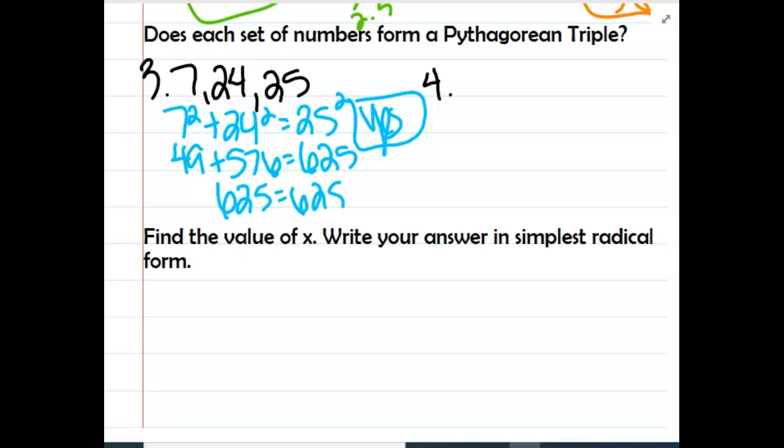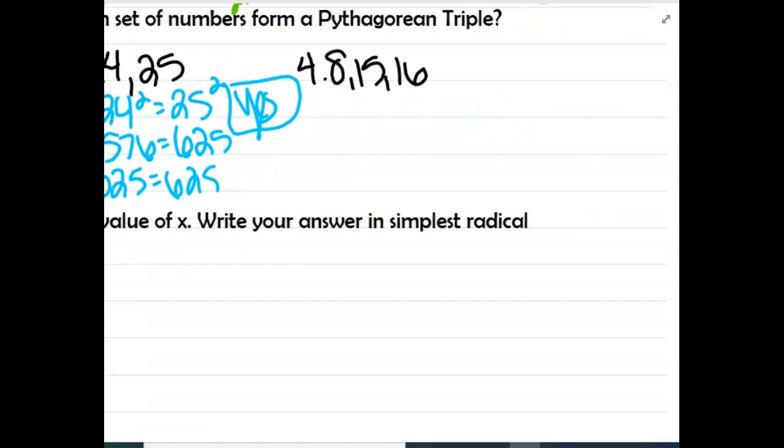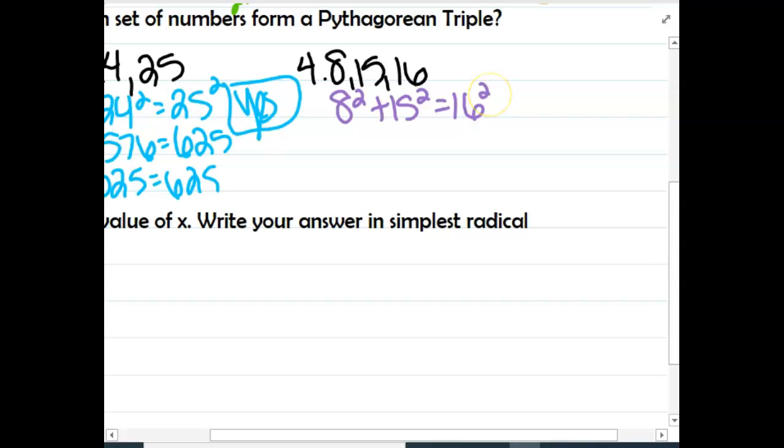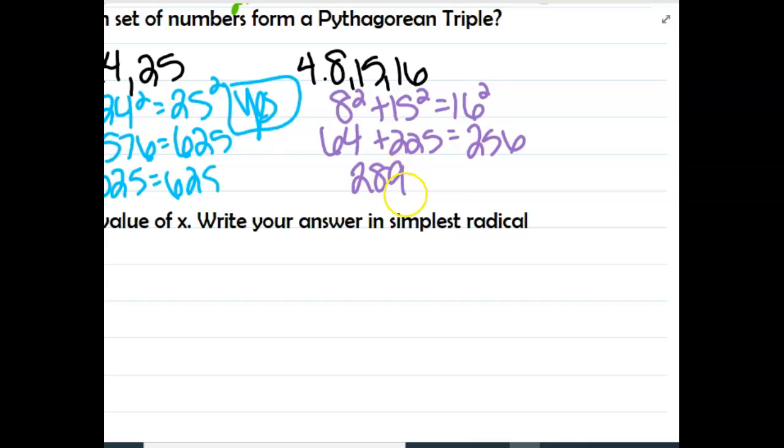Okay, number 4, if I have 8, 15, and 16. So, same idea. If this is a Pythagorean triple, I should be able to take 8 squared plus 15 squared, and it should equal 16 squared. So 8 squared is 64, 15 squared is 225, 16 squared is 256, but 64 plus 225 gives me 289.